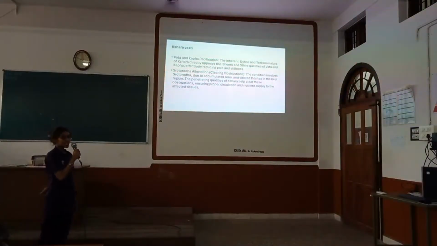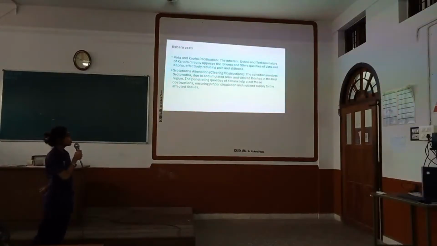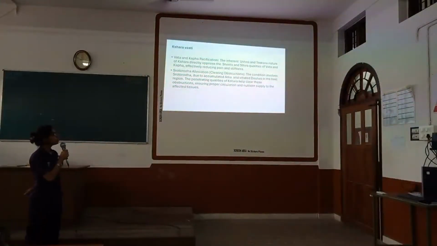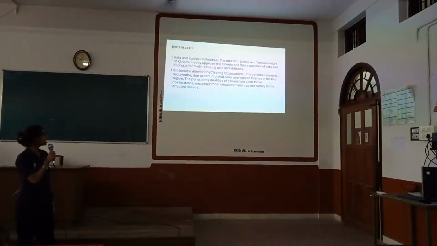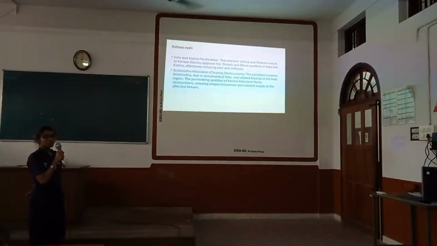Then the Ksharabasti: Vata and Kapha pacification. The inherent Ushna Guna and Tikshna Guna of the Kshara directly oppose the Sheeta and Sthira quality of Vata and Kapha, effectively reducing the pain and stiffness.